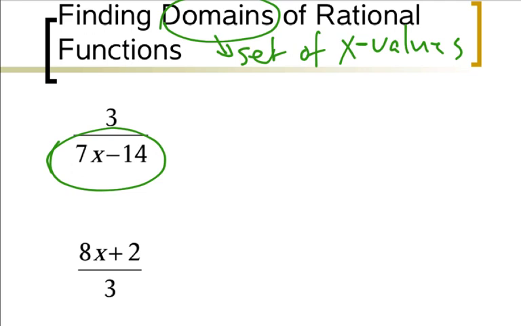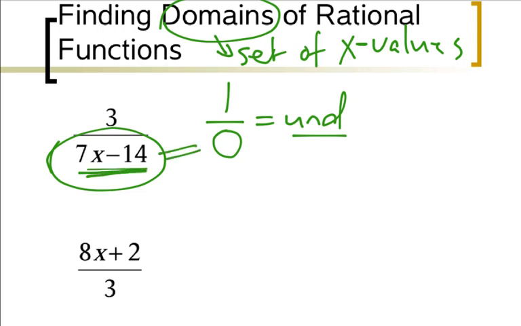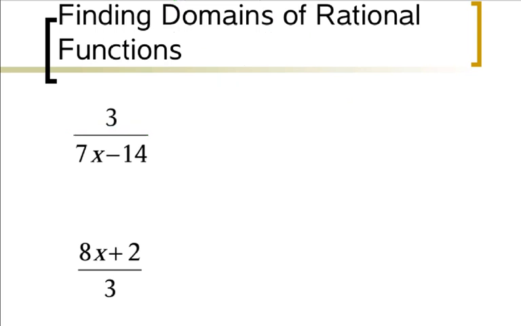The reason why is because we can't divide by 0. Anything over 0 is undefined. So what we're saying is we can't have this bottom equal to 0. x can be any other number except what would make the denominator equal to 0. So to figure out the domain, just ignore the top and set the bottom equal to 0 and solve, or say can't equal 0 and solve from there. Either way, whichever makes more sense for you.